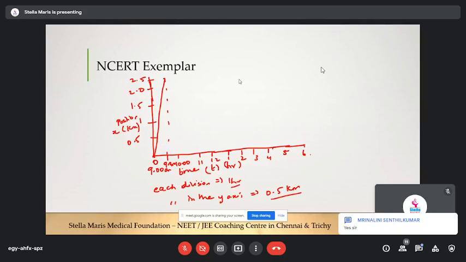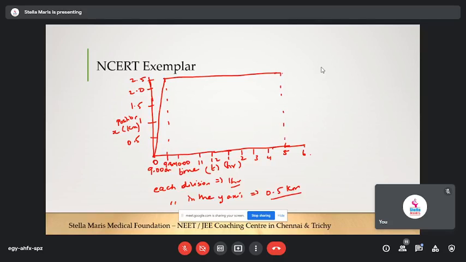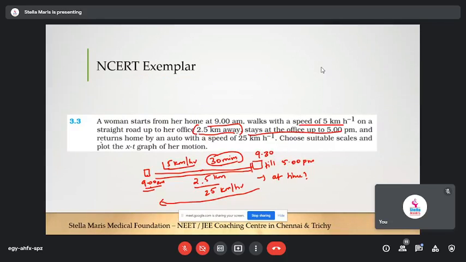So she's at rest, no? She reaches the office here. So till 5 p.m., she's at rest. So I'm going to draw a straight line till 5 p.m. Okay. Now what happens? So she returns home by an auto with the speed of 25 kilometer per hour. She returns home from here to the home by an auto at 25 kilometer per hour.